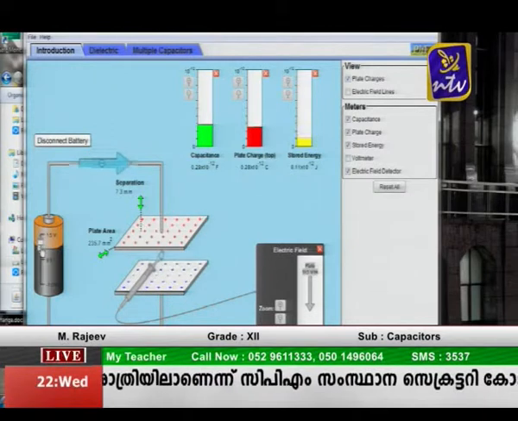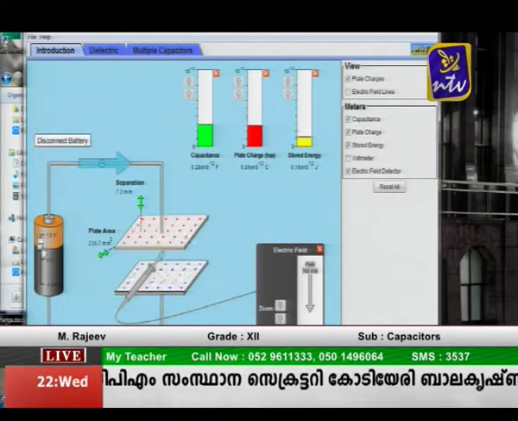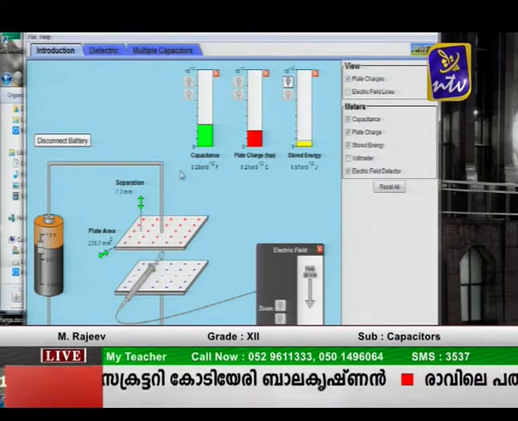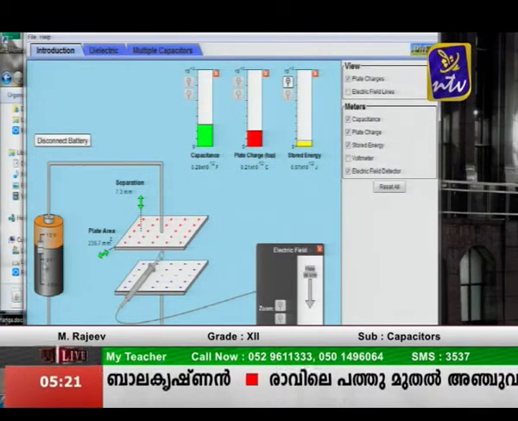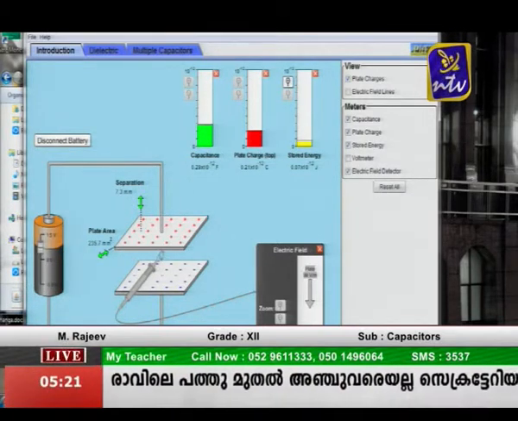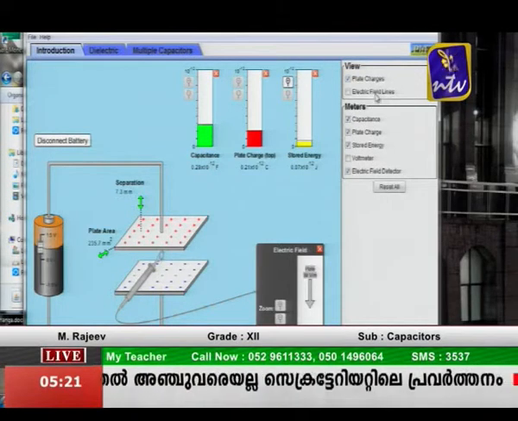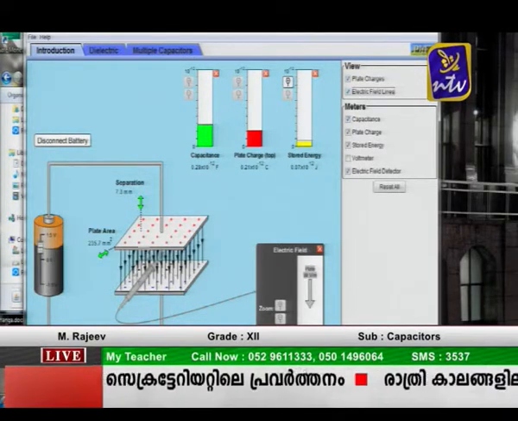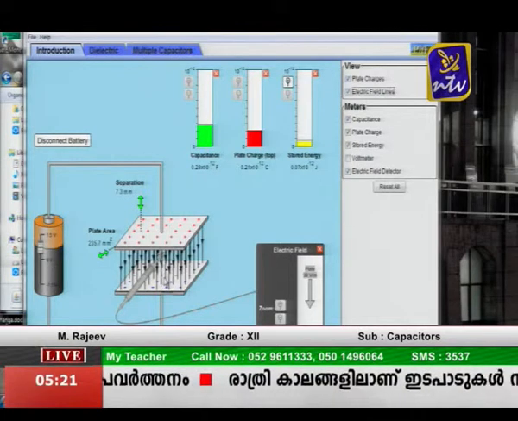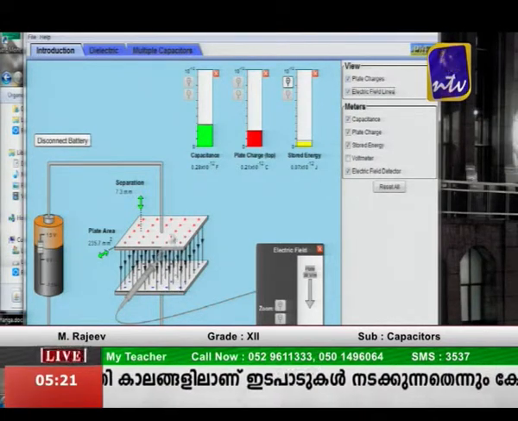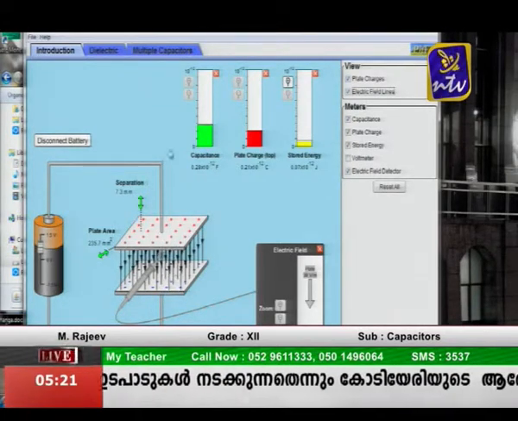But what do you say about the capacitance? What do you see about the capacitance? Capacitance does not change, because capacitance depends only on area, distance between the plates and nature of the medium between the plates. Okay, so, I will just show you the electric field lines as well. You can see the lines, electric field lines are acting from positive to negative. This is the direction of electric field lines. You can see from positive to negative.